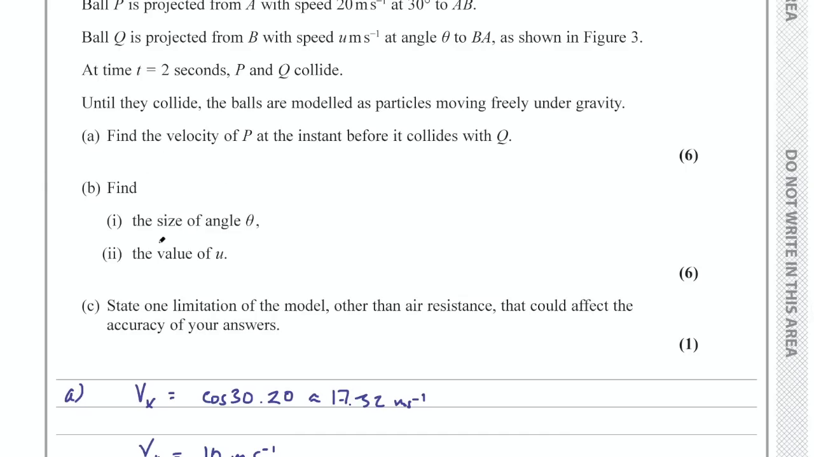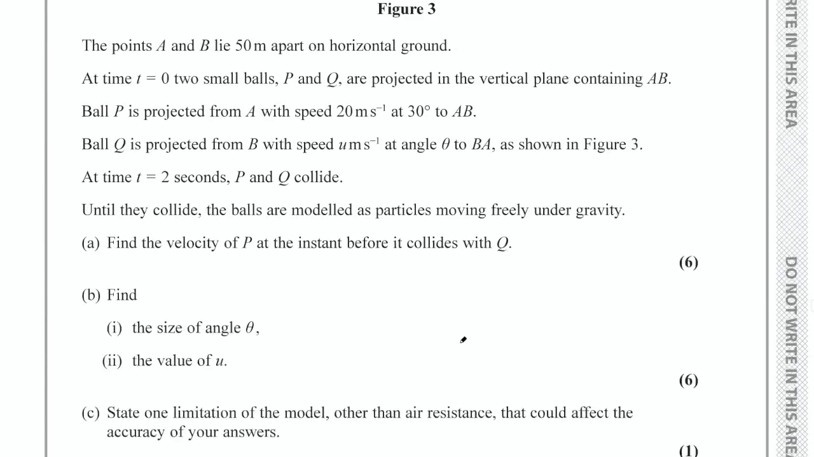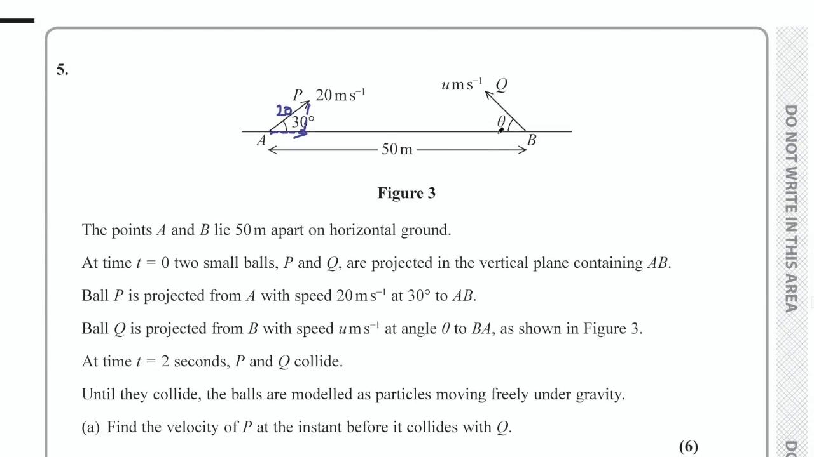Part B says find the size of angle theta and the value of u. I shouldn't have called that theta before, sorry if that's confusing, but this theta is the angle that ball Q is projected at. So we're looking for u, the initial velocity of Q, and the angle it was projected at, and we know that they collide at 2 seconds.